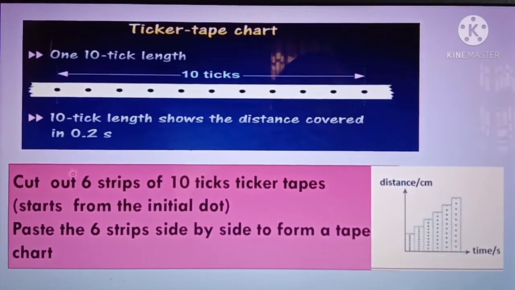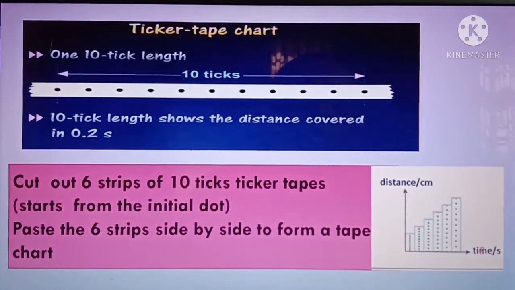Okay, so actually you can cut more than 6, 10 or 15, up to you. But this one I just discuss about 6 strips. Okay, so once you have 6 strips of 10 ticks ticker tape, paste the 6 strips side by side to form a tape chart. It's like a graph. Okay, so you can draw an axis to represent the length of ticker tape or distance and then time taken. Then you paste all the ticker tapes, the 6 strips, side by side. Okay, so this one we call a tape chart.